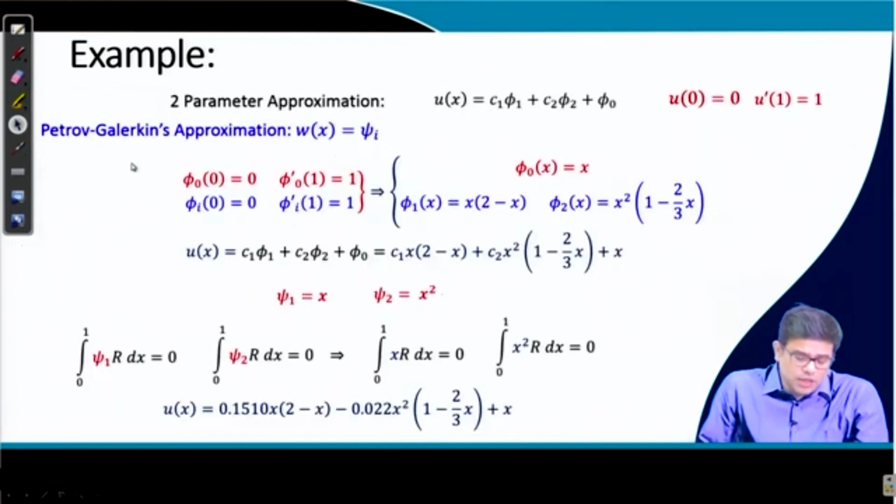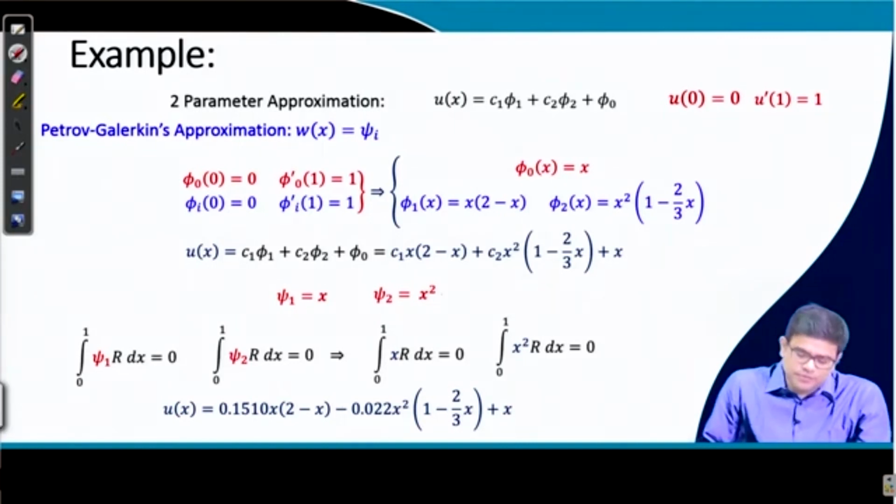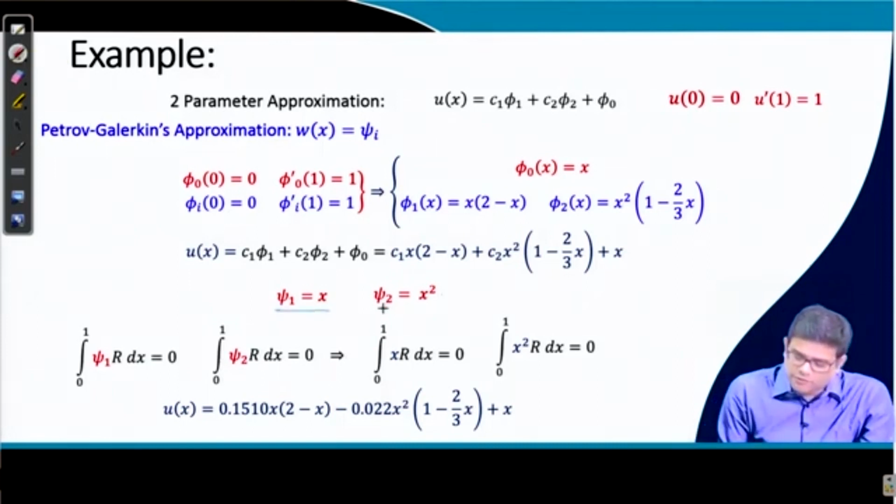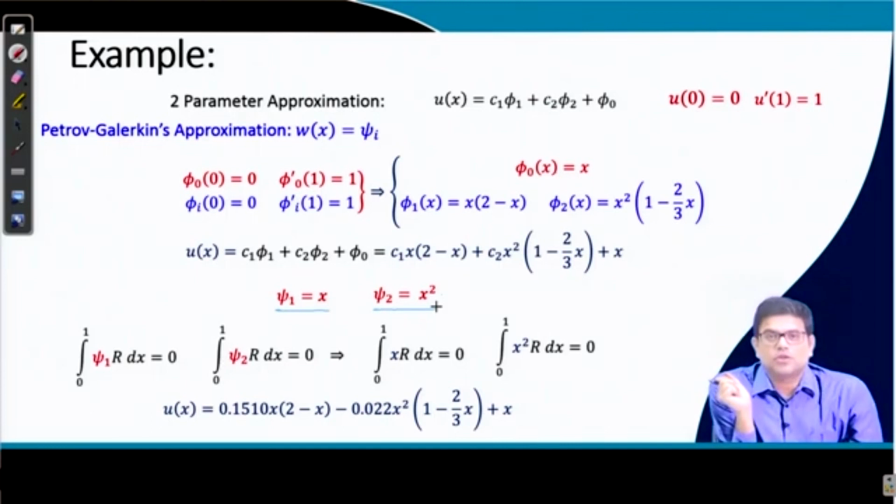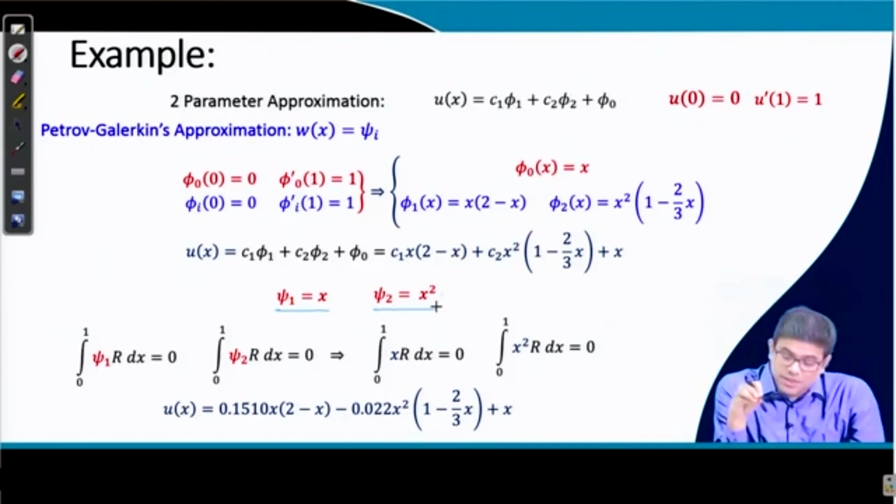Then what we choose is the Petrov-Galerkin approximation. In Petrov-Galerkin, the only difference compared to the previous case is the weight function. Instead of phi's, I can choose psi. So I choose psi 1 and psi 2 as x and x square. So you see that psi 1 and psi 2 are different from phi 1 and phi 2. This is the main difference between the Galerkin and Petrov-Galerkin methods.